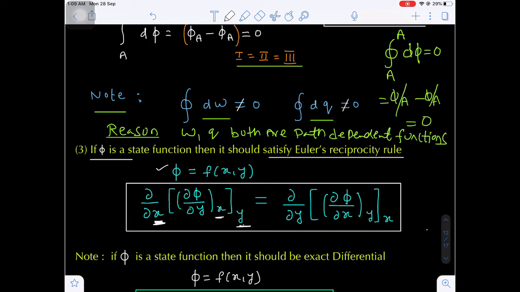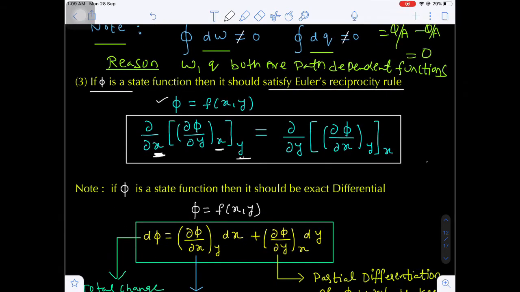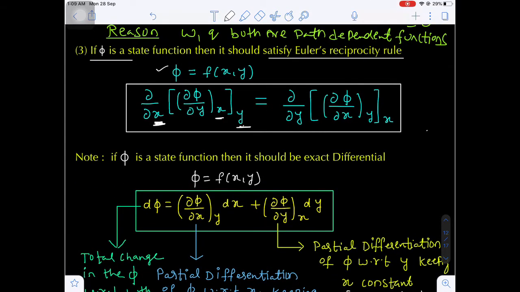That means the function phi initially differentiated with respect to x, keeping y constant, and then differentiated with respect to y, keeping x constant. Otherwise, initially you differentiate the function phi with respect to y, keeping x constant, and again differentiate with respect to x, keeping y constant. Are you getting my point? In both cases the value becomes the same only for a state function. Only for which function? State function. Are you getting my point? So this is very important.